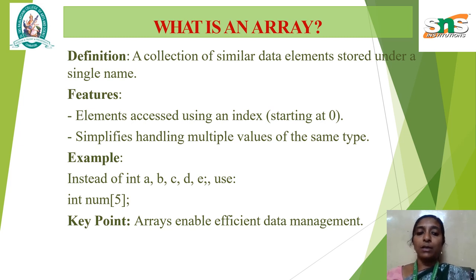For example, int a, b, c, d. In this example, we declare 4 variables, and they take separate places in 4 kinds of storage space. But when we use an array, int num[5], we can store 5 values under the one name called num.